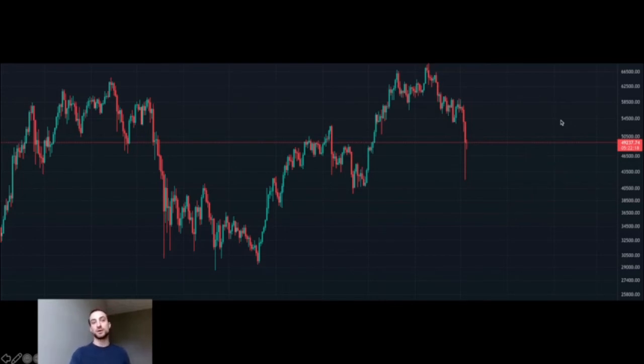That's the kind of scenario that I'm talking about when I say that if we go more or less sideways, or at least don't have a major impulsive move to the downside again after this recent impulsive move to the downside, risk would start to come down.